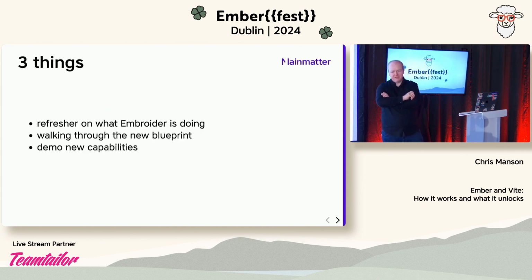So what are we going to talk about today? It's always 3 things. We're going to do a little bit of a refresher on what Embroider is, what it's doing, what we've been doing in the Embroider project. I'm going to be walking us through the new Vite app blueprint, and I'm going to do a bit of a demo, which we'll see if that's going to work.